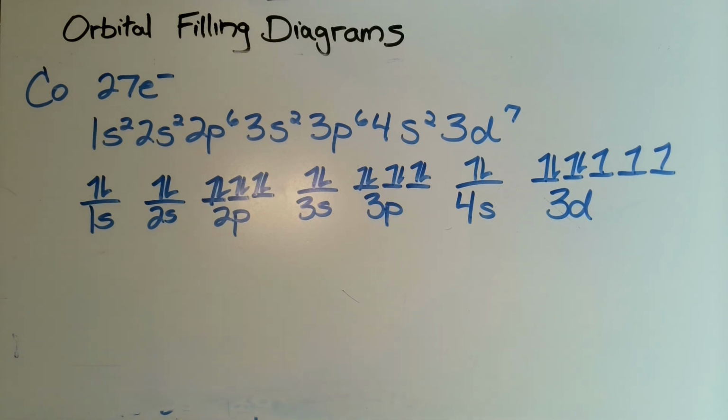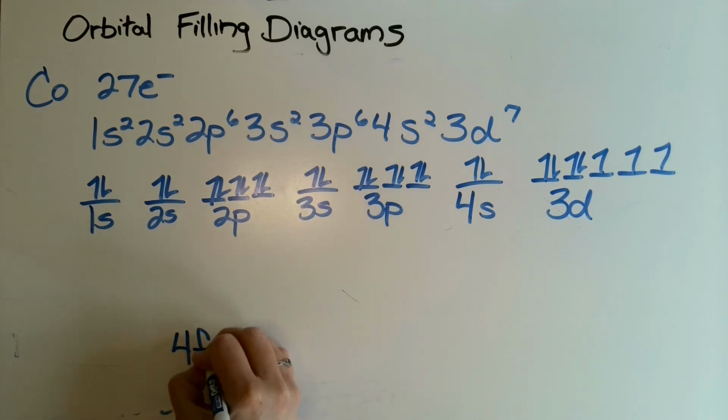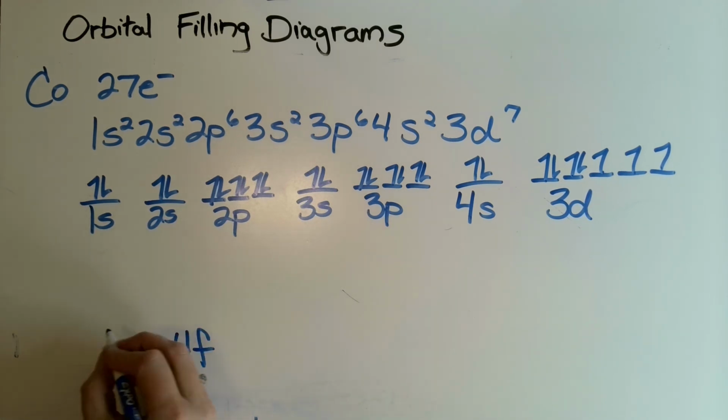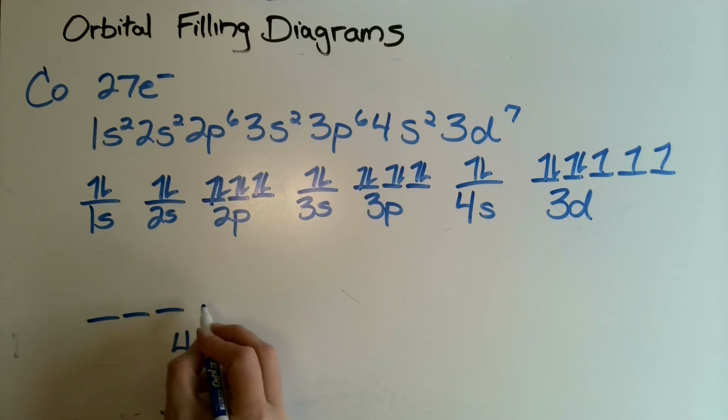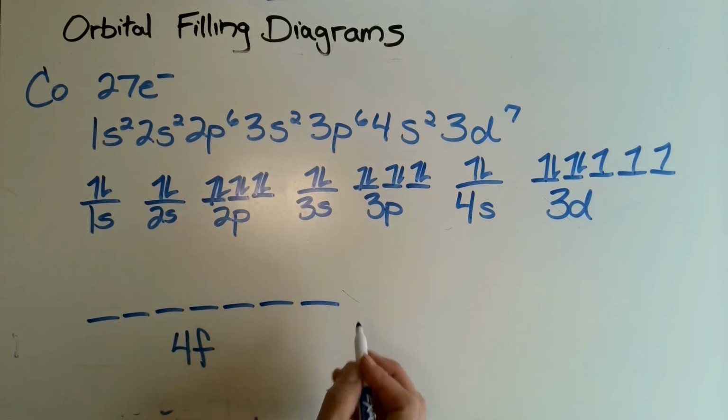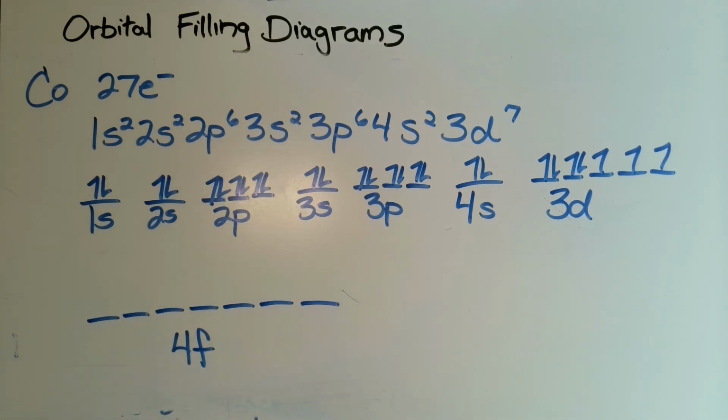And if you were to get to an element that has electrons in f orbitals, so if you had a 4f, you would have to write 7 lines because there are 7 orientations of f orbitals, and f orbitals can hold a total of 14 electrons. So that's it for orbital filling.